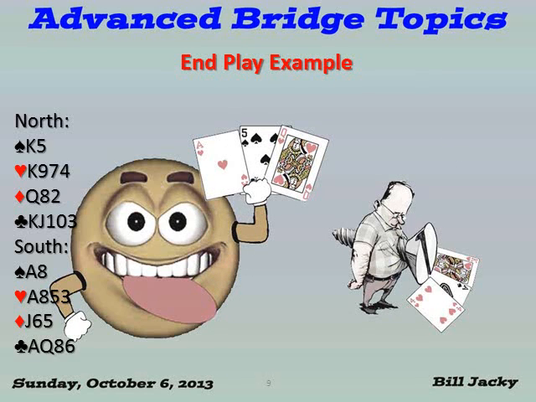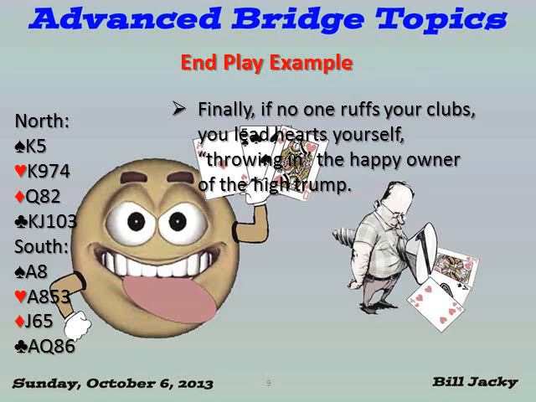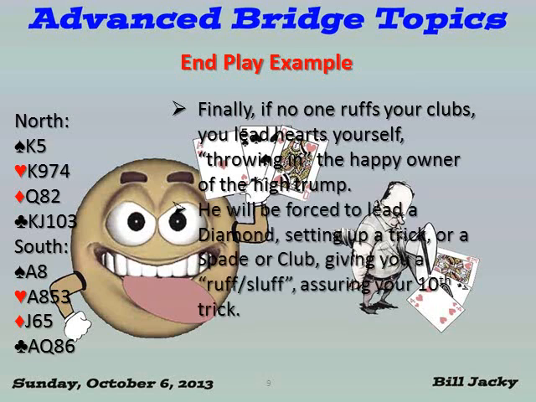Well, what happens if nobody roughs? If no one roughs your clubs, you end up leading hearts yourself. After you've led 4 rounds of clubs, you have eliminated clubs from both hands. You've eliminated spades from both hands. And whoever wins the last heart is forced to lead a black suit. And whoever leads a black suit will give you a slough and a rough, and you get rid of your losing diamond. Any way you play, you're assured of 10 tricks. This is a simple end play.